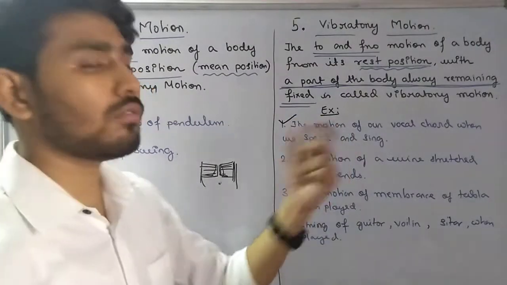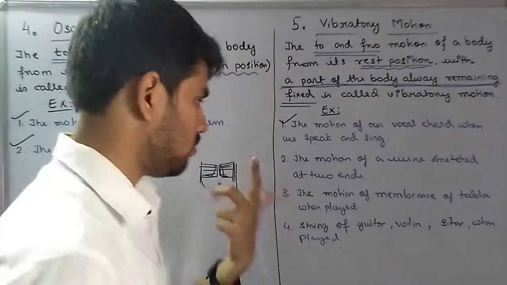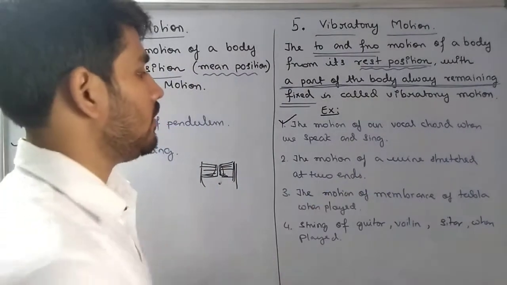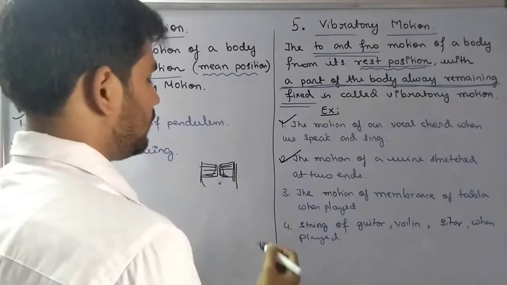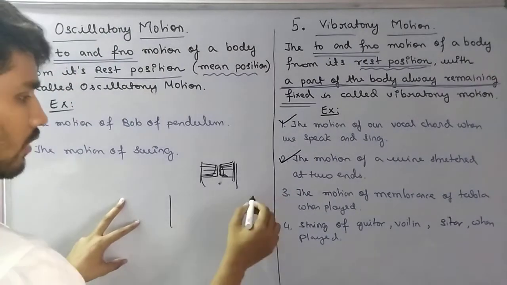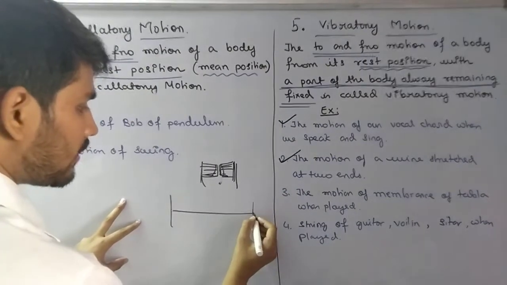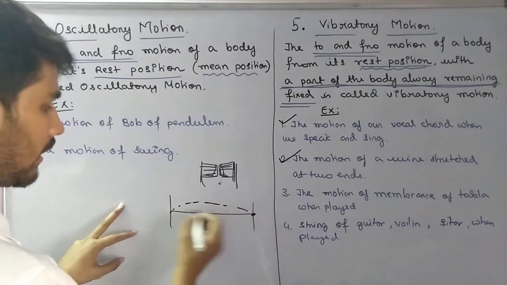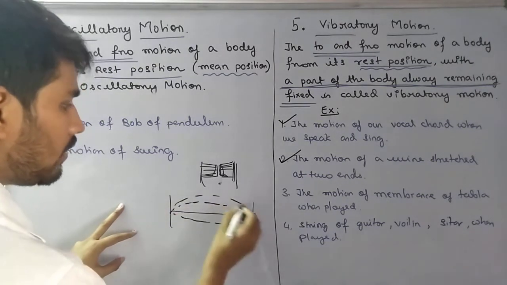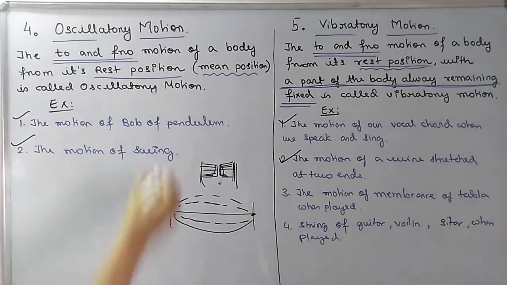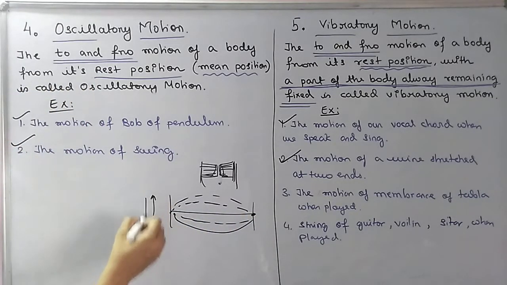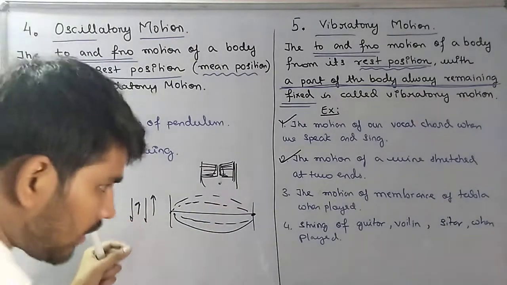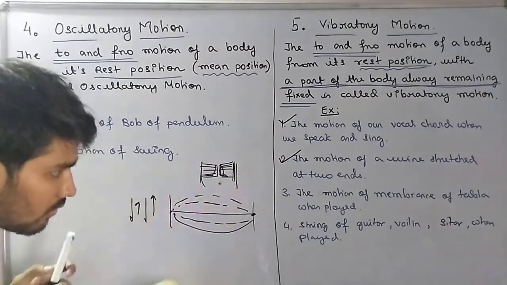The motion of the vocal cord. The motion of a wire stretched at two ends. If this is the wire, it is fixed at both ends. If you pluck the wire, it will start vibrating like this. If the wire is held, it comes to rest.